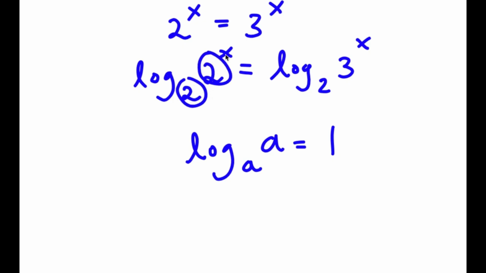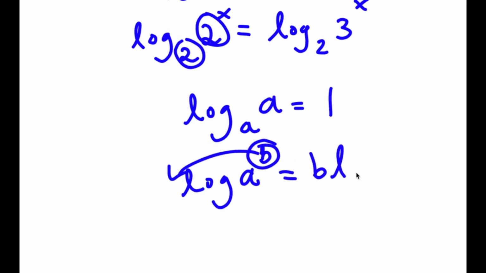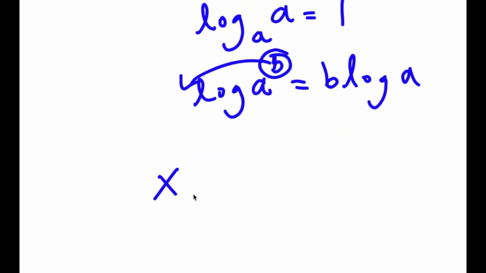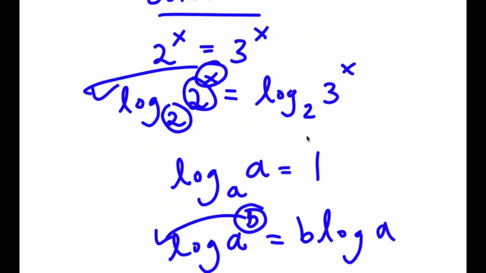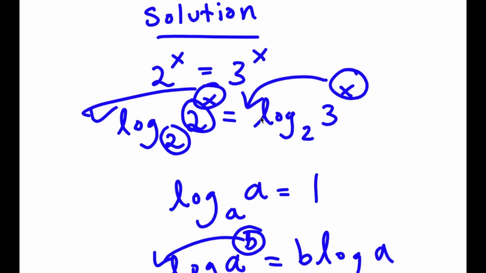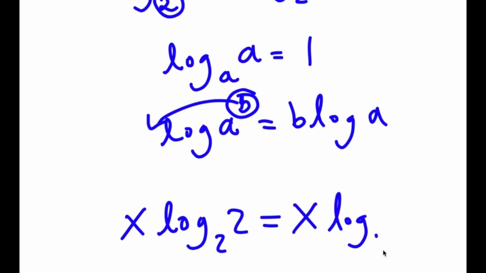And actually before I cancel these two out, if I have something in the form log base a of a to the power of b, I can move this exponent b to the front. So it's going to equal b times log a. So in this case, I have x as my exponent, so I can move this to the front. So now I have x times log base 2 of 2 is equal to, I'm going to do the same thing over here, log base 2 of 3 to the power of x. I can move x to the front here. So now I have this is equal to x times log base 2 of 3.